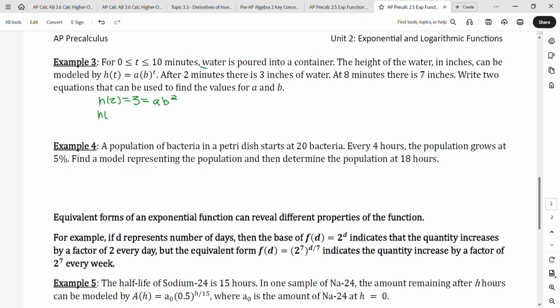H of 8 is 7. We could solve this, but it'd just be like what we just did. Here is why this is here.